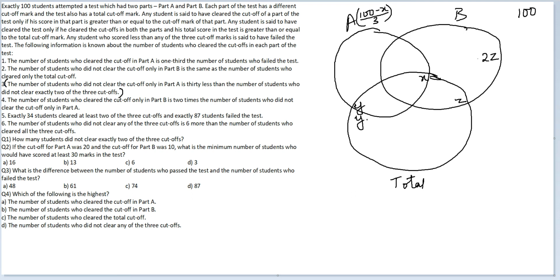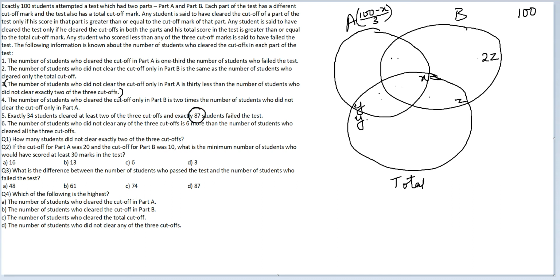Exactly 34 students cleared at least two of the three cutoffs. So these four regions add up to 34. Okay, I'll do that. And exactly 87 students failed the test. This is a wonderful piece of information.